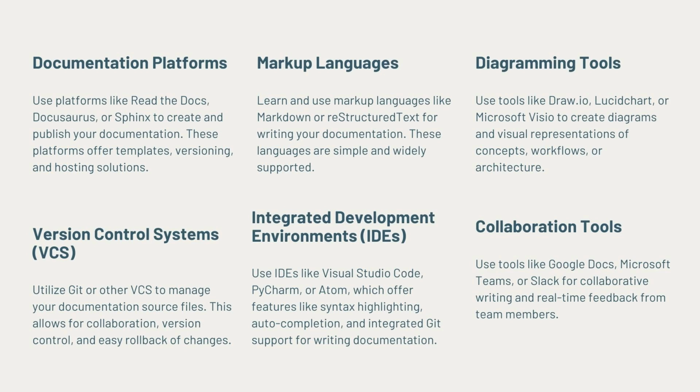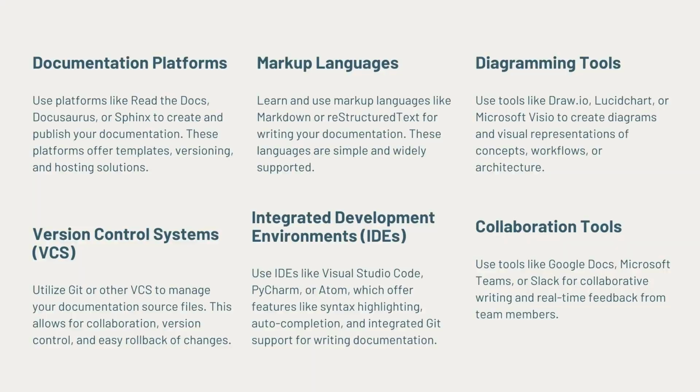And then version control, most importantly, Git. You can use it to manage your documentation files, and also if you're collaborating on documentation, this is going to be a great option for you. And then IDEs, VS Code, PyCharm, Atom, whichever you have, you can just use it for writing your documentation. And then tools like Google Docs, Microsoft Teams, or Slack, you can use to collaborate with other people writing.